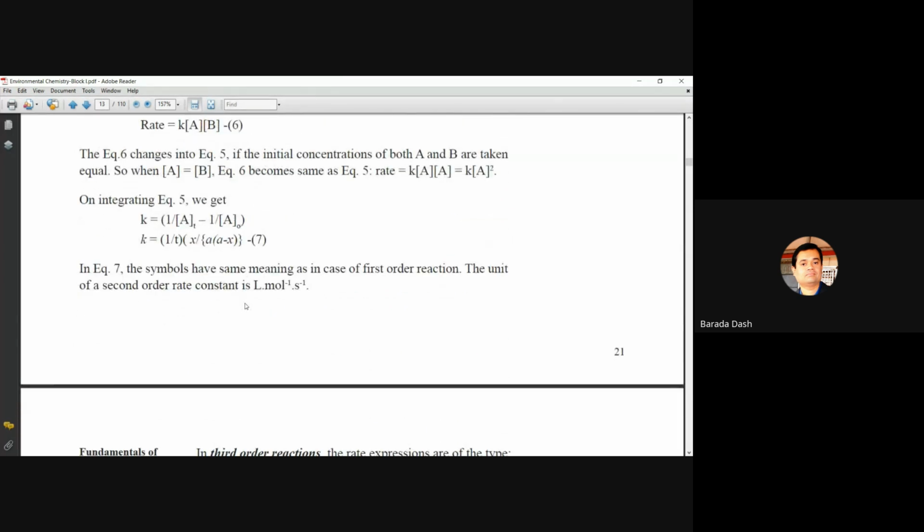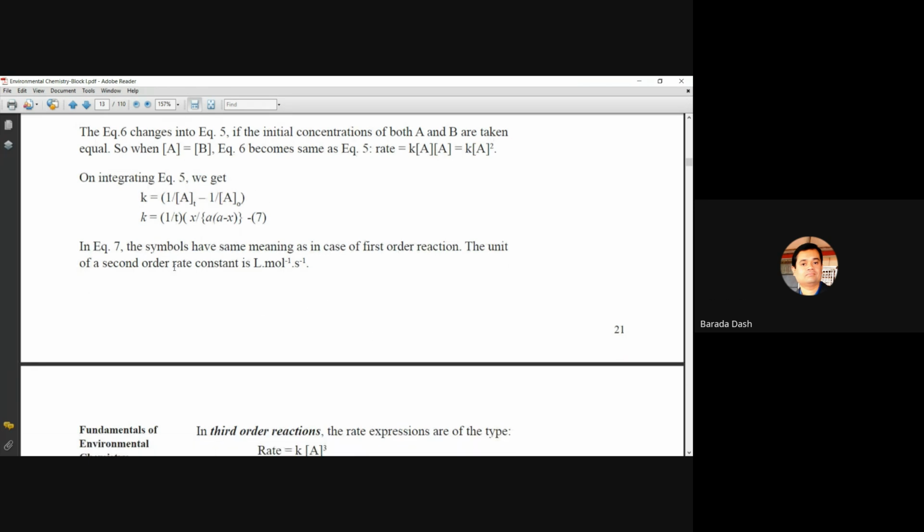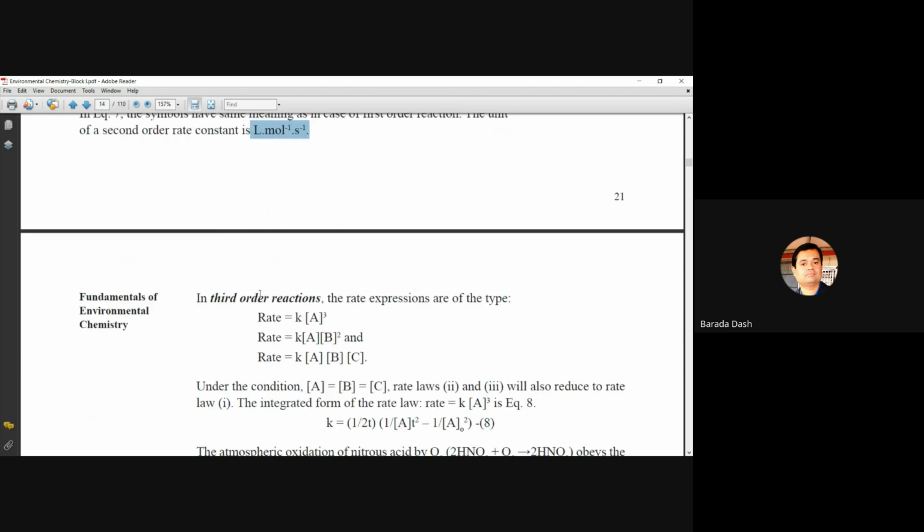Here, if you integrate that, you get k equal to 1 by concentration of A at time t minus 1 divided by concentration of A at time 0. Okay, so in this equation 7, the symbols have the same meaning as in the case of first order reaction. The unit of a second order reaction is liter mole inverse second inverse.